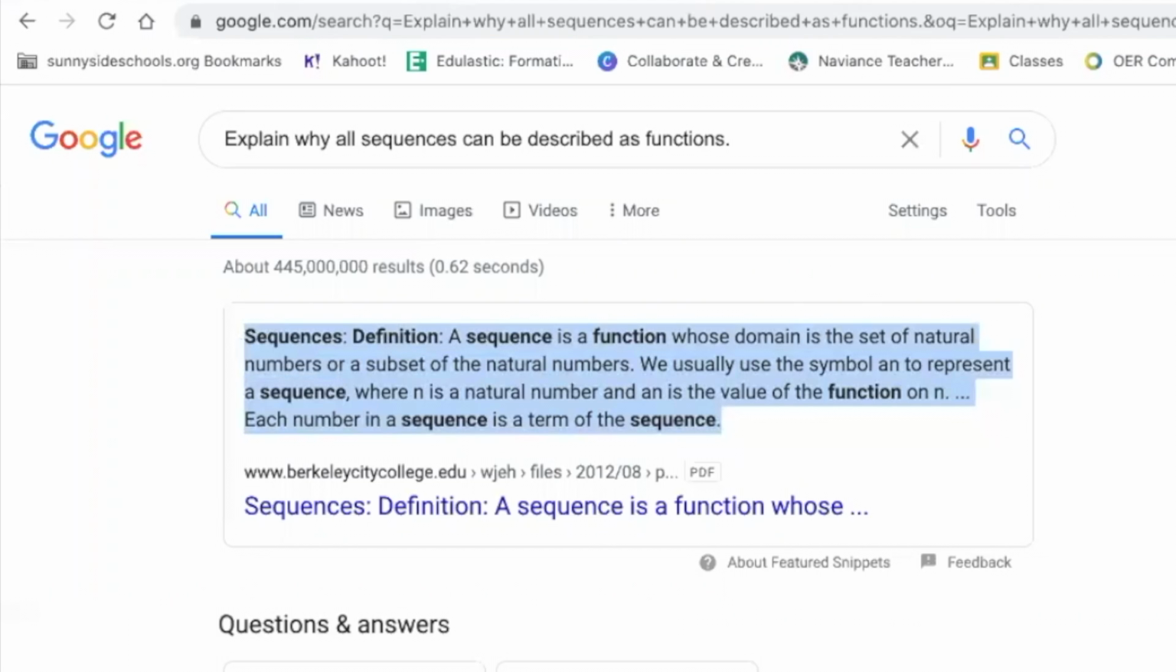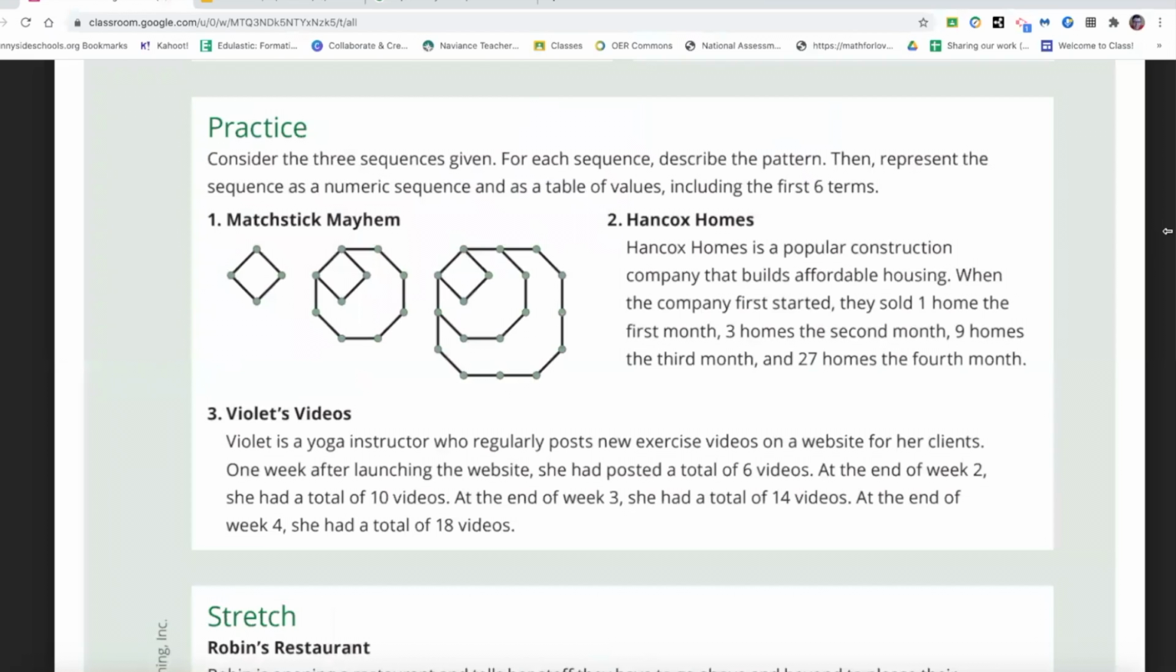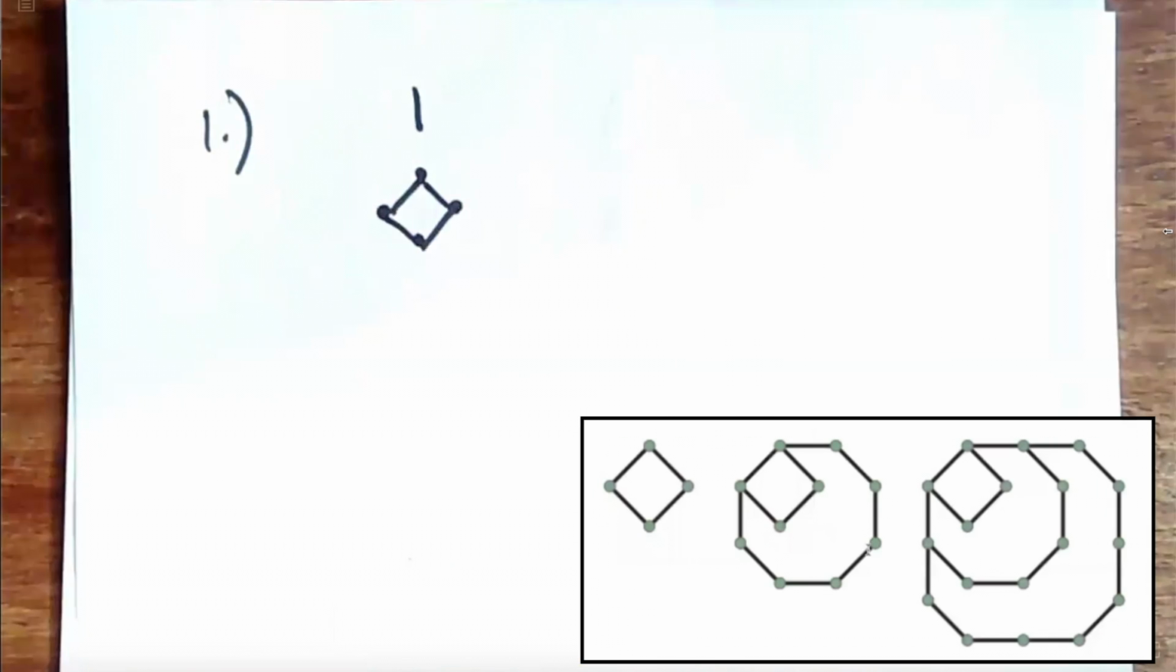There's a lot of text there. There's a lot of information about what a sequence actually is. And while I want you to know that the definition exists, and sometimes the math is really high level, we can still use it as a resource.